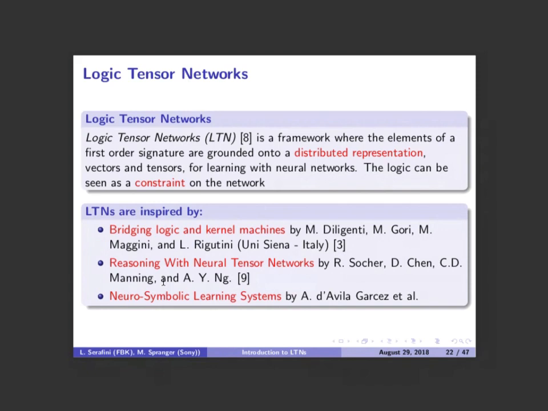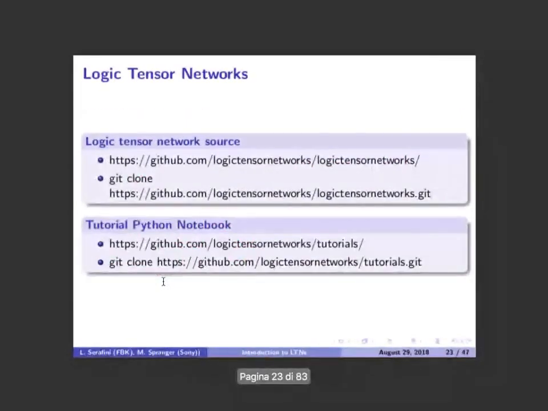And as I mentioned already a number of times, the logic is seen as a constraint on the network. And this is inspired by work on bridging logic and kernel machines, on reasoning with neural tensor networks and word2vec representations, and on neural-symbolic computing and the idea that we should be identifying correspondences between such symbolic and sub-symbolic representations.